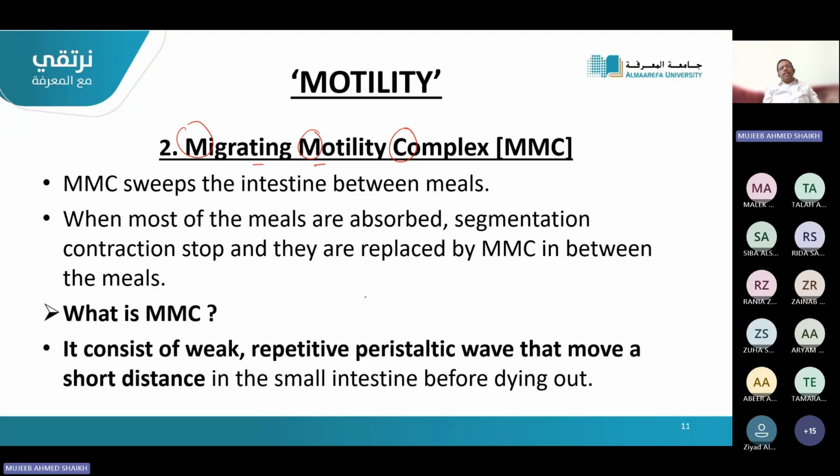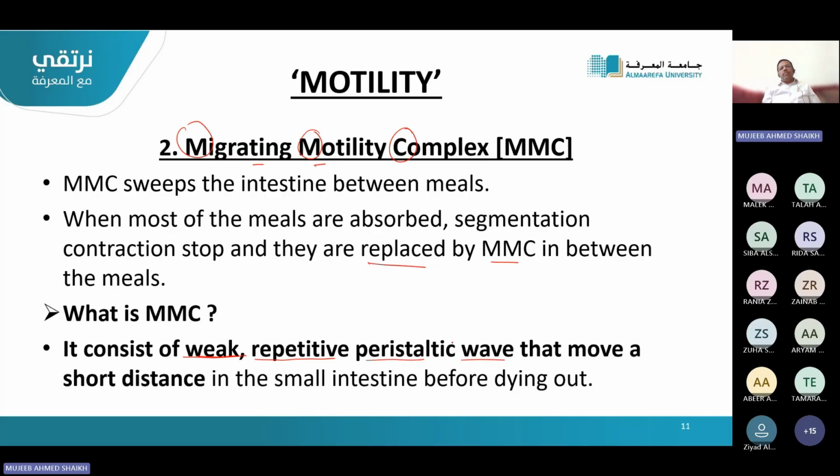It occurs between meals. Say you have taken breakfast and you are reaching towards lunch time. In between, one sweeping movement will come, which will clean or push everything from the small intestine into the large intestine. This is called MMC. When most of the meal is absorbed, segmentation contractions will stop and they are replaced by MMC in between meals. So what is MMC? These are weak, again not very strong, but repetitive peristaltic waves.